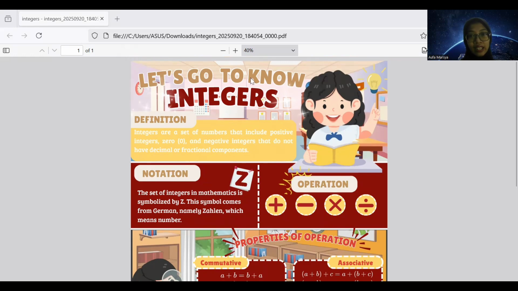First, here is the title of my poster, namely Let's Go to Know Integers. And then, the definition of integers. Integers are a set of numbers that include positive integers, zero, and negative integers that do not have decimal or fractional components. So, integers consist of three sets, namely positive integers starting from 1, 2, 3, etc., 0, and also negative integers starting from -1, -2, -3, etc.